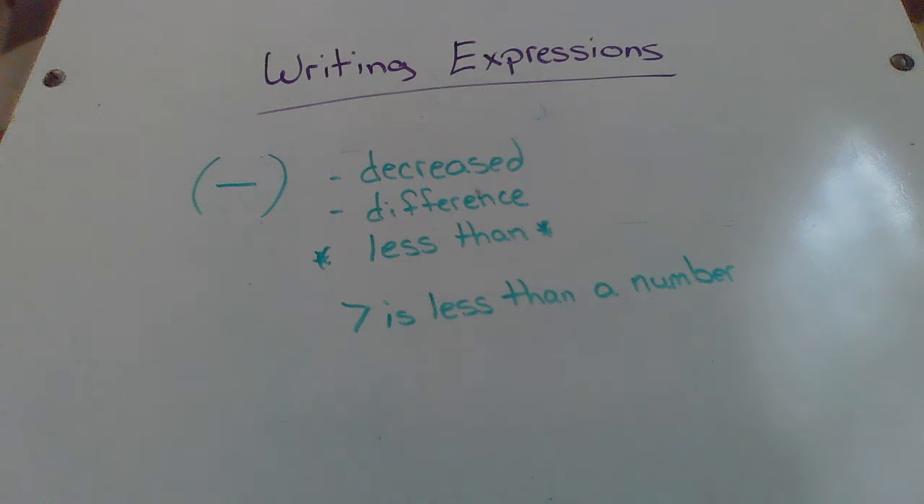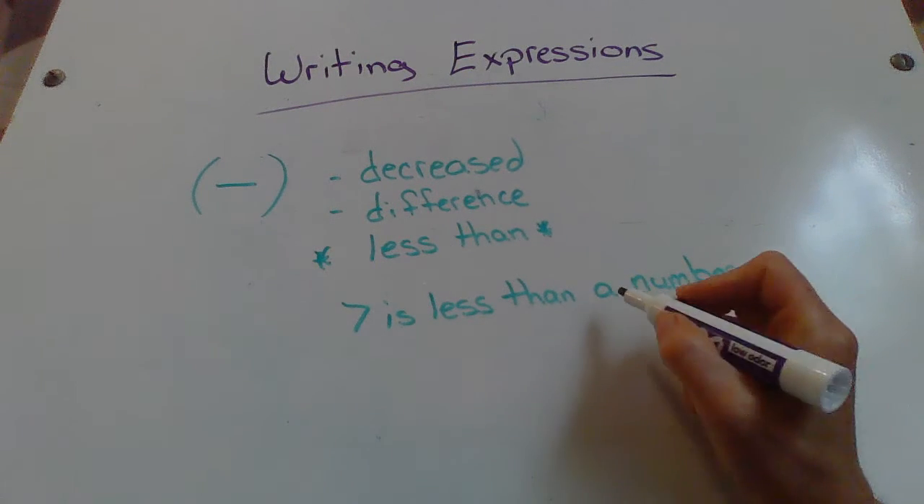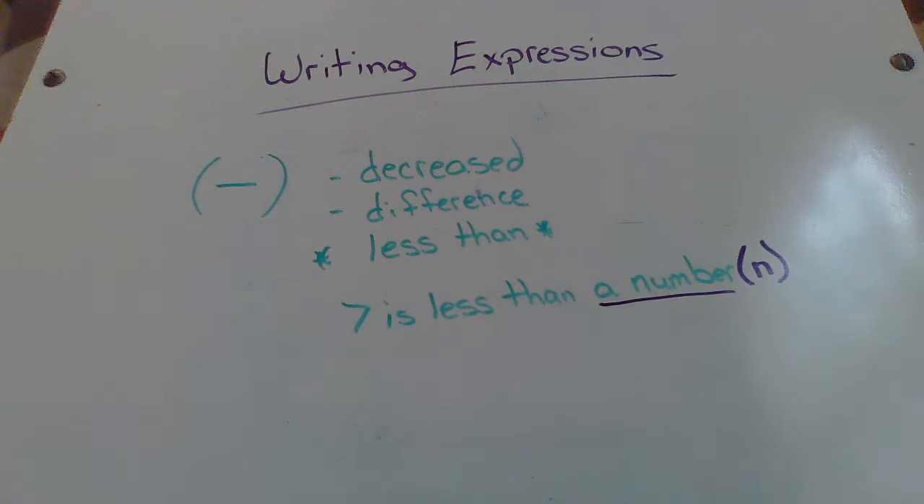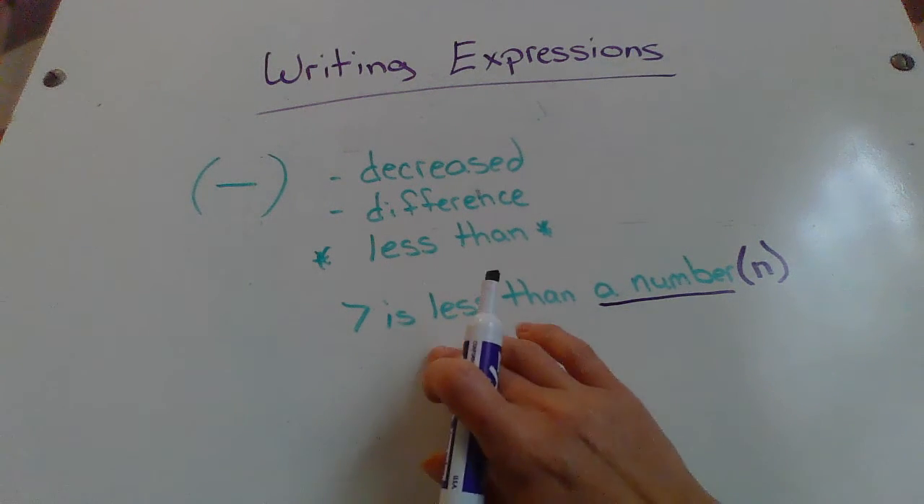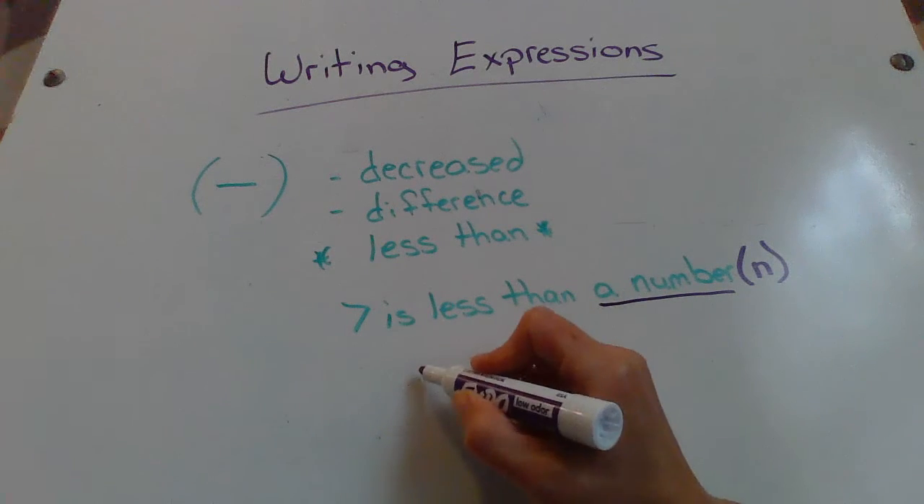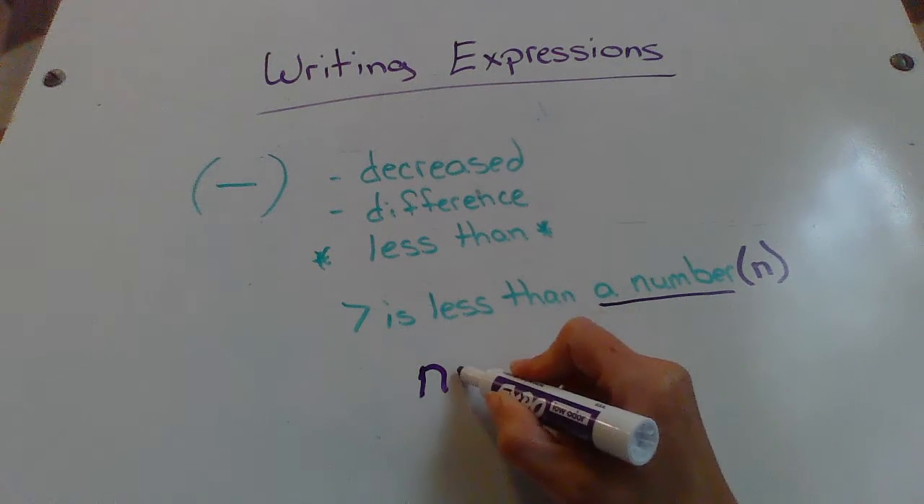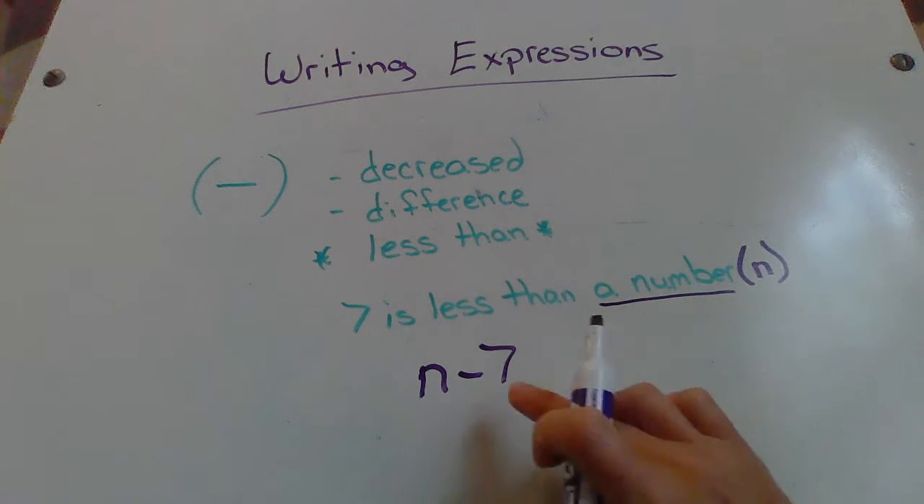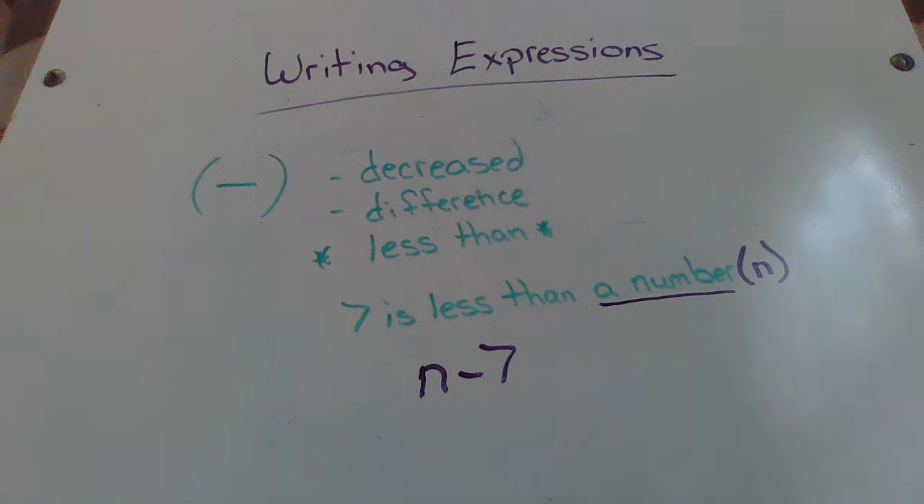Again, you're going to have to stop and say, okay, what am I going to use in place of a number? I'm going to use the letter n. You don't have to use n. It's just a very common variable that is used. So once again, you want 7 less than this. So you want to start with the number and you want to take 7 from it. So 7 is less than a number. 7 is going to be less than what I started with. Starting with n, and I want 7 less than that.